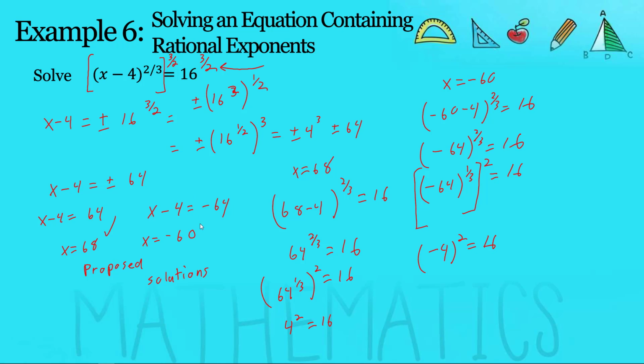So both equations work out, and that's also why when you raise an equation to an exponent that has an even denominator, or a rational exponent with an even denominator, you need to consider plus or minus terms.